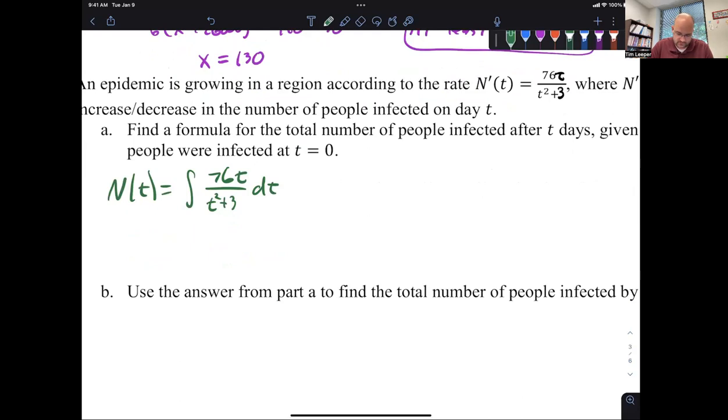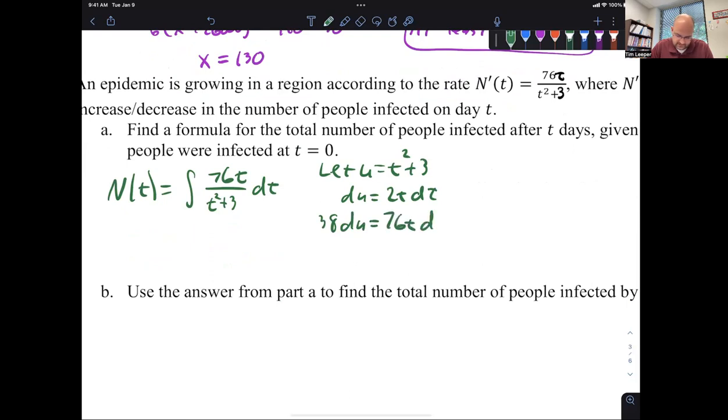To do this, I'm going to use u substitution. Let u equal t squared plus 3. So du then would be 2t dt. And to get the 76 to become a 2, well, 76 divided by 2 is 38. So I'm going to multiply by 38 on both sides. So it's 38 du is equal to 76t dt. Good. And so when I replace everything, this is going to give me 38 times 1 over u du.